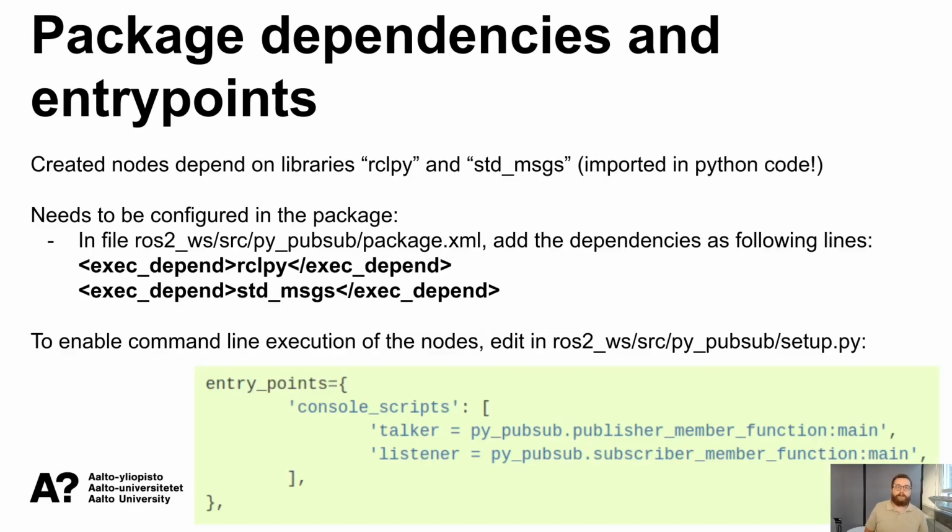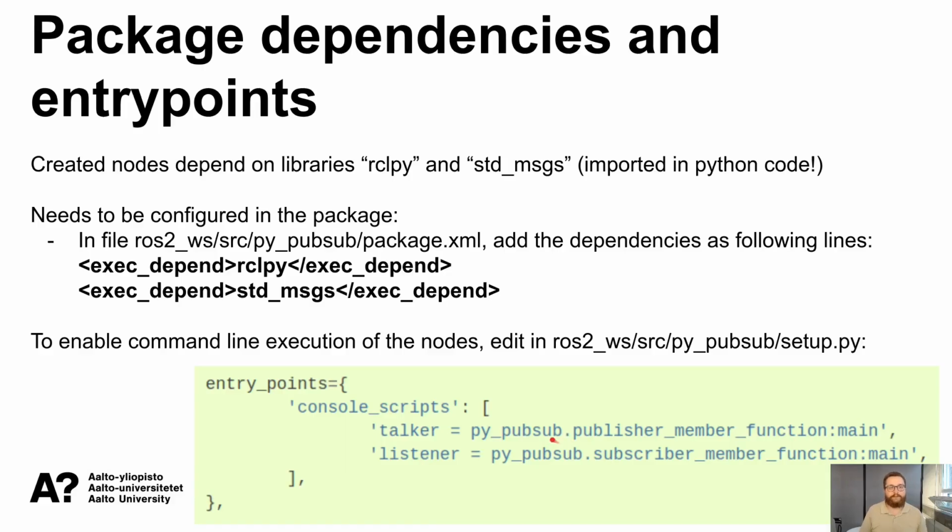But okay, now a little bit about dependencies and entry points, which are basically the things that you need to take care of to make sure that it's properly defined what your package depends on, and also to enable the actual execution of your node. So we showed the contents of those nodes, but we need to define that, okay, these are something that we are able to execute on our ROS system.